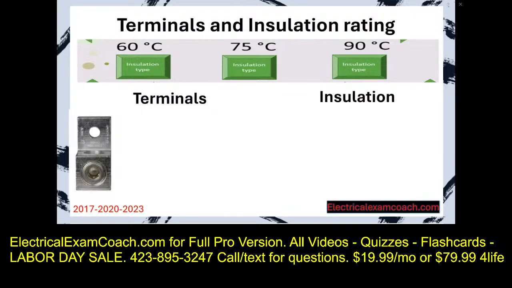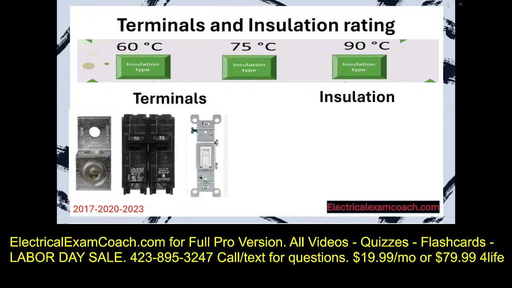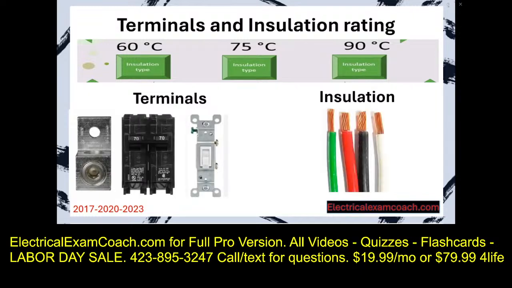Whether it's a lug or a breaker or a switch or the insulation around the wire, they're all rated for specific temperatures. I'll give you a little heads up. Out in the field, almost 99% of the time these are rated for 75 degrees C. Some of them are rated for 60, some for 75, and some for 90. The reason this is important is it's going to help us choose which of these columns we select our ampacity from.